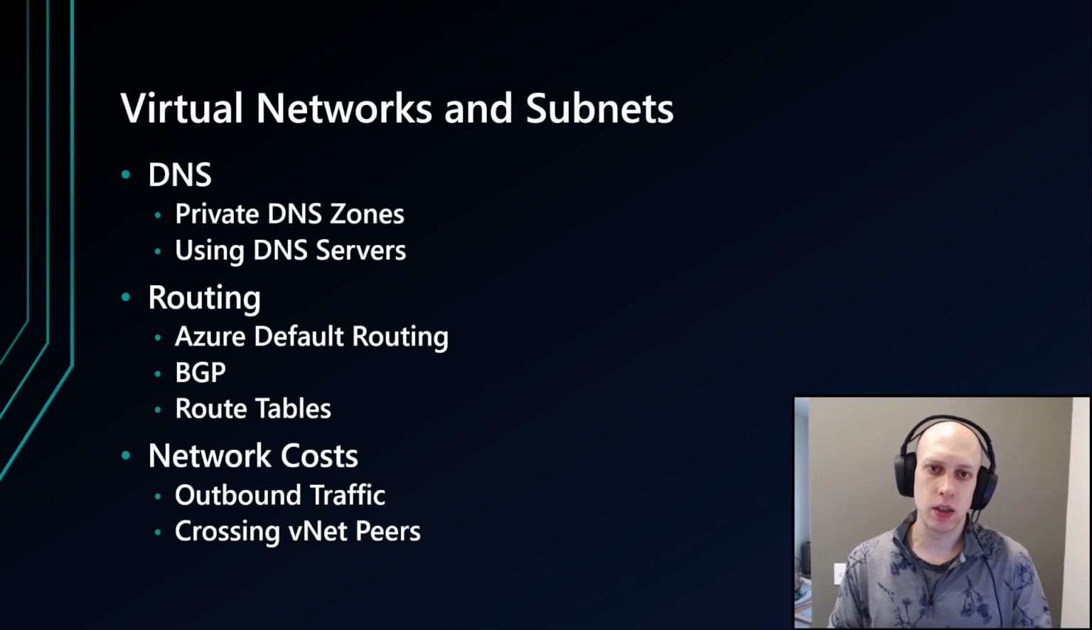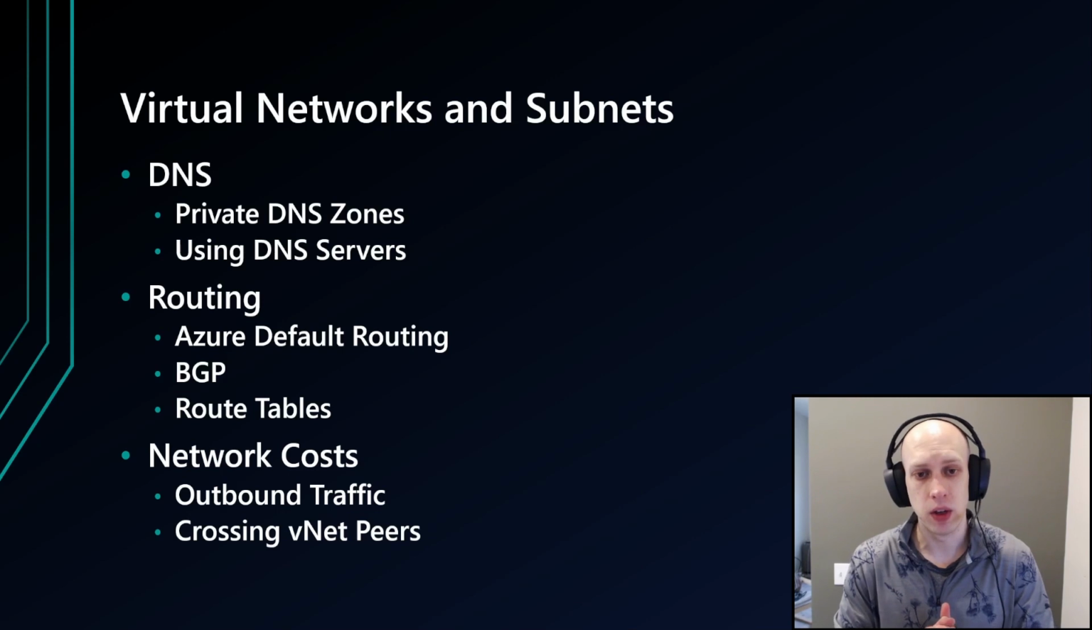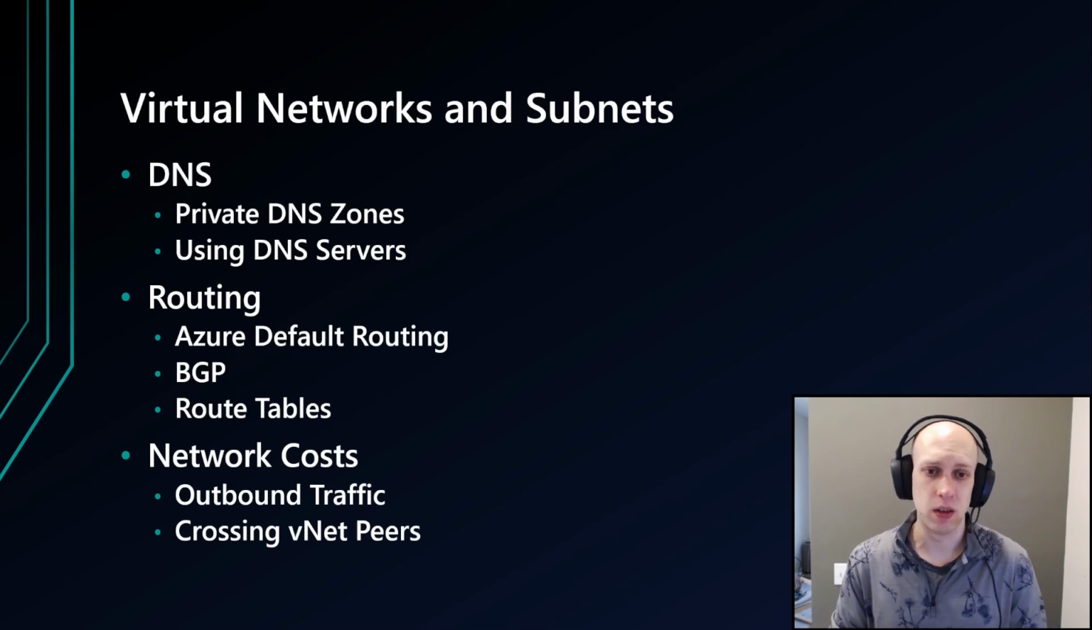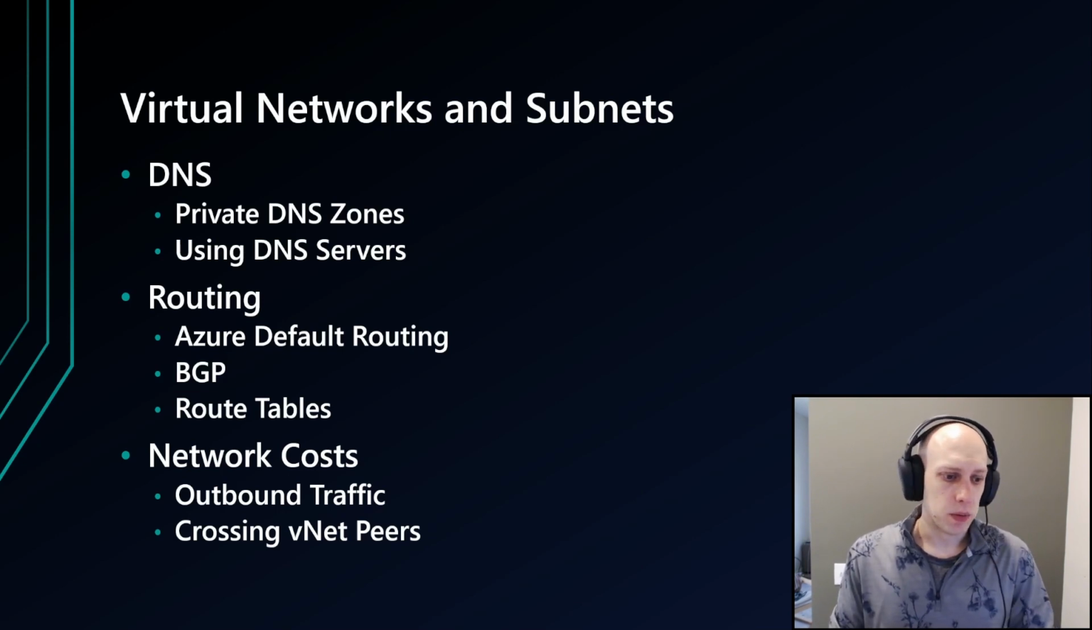And then lastly, we're going to touch on network costs so that you have an understanding of where you're going to be charged for network resources and for data moving, because by default network objects are free, but they're not free. You pay for the data that's going through them and out of them. So we're going to talk about how that works, so you know from an administration perspective what you're going to be paying for.